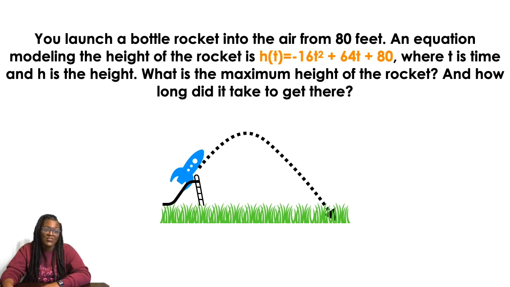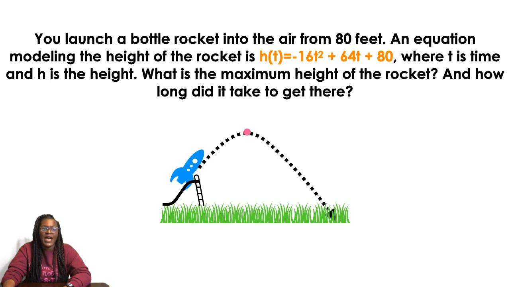Okay, so you launch a bottle rocket into the air from 80 feet. An equation modeling the height of the rocket is h of t equals negative 16 t squared plus 64 t plus 80, where t is time and h is height. What is the maximum height of the rocket and how long did it take to get there?